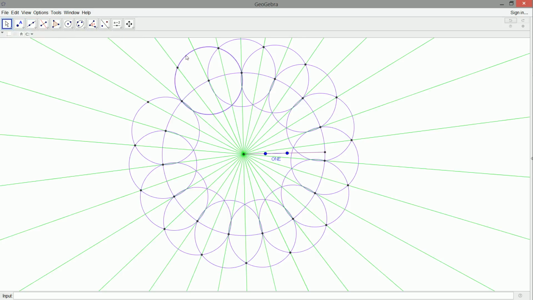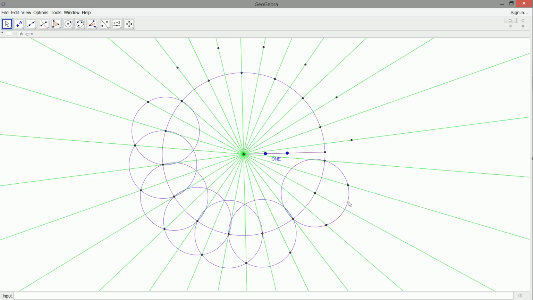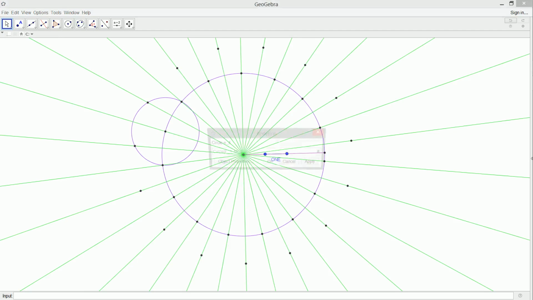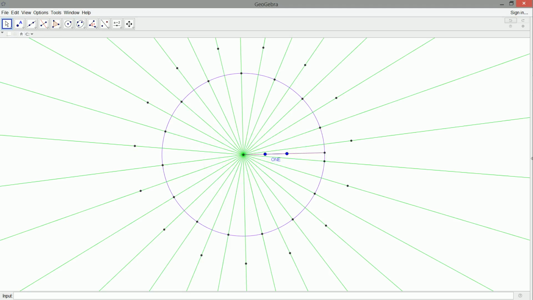We don't need these purple circles anymore. We do still need the points that were on the 15-gon, because they're going to be on the 30-gon as well. Oop. Okay, and now we've got points that are evenly spaced in between them.